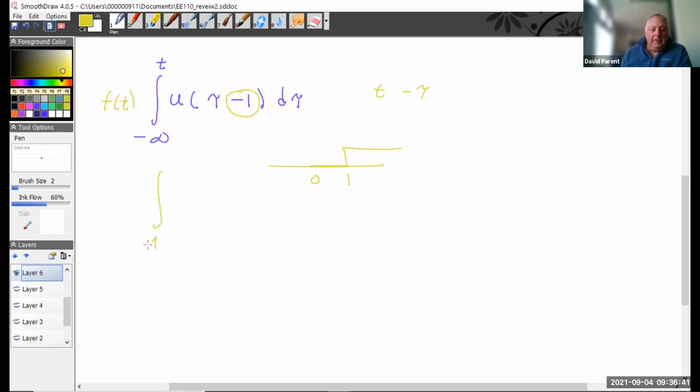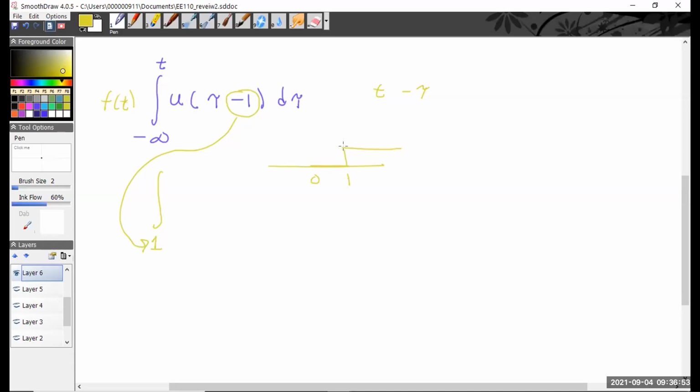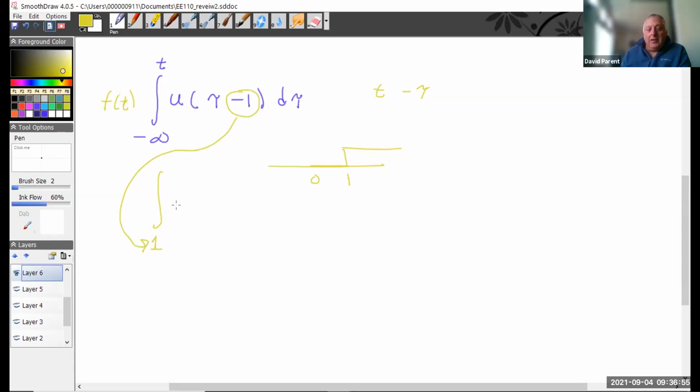So replace the lower limit with 1, right? That's a delay of 1. That means it turns on at 1. And when it turns on, it's 1. So now all I have to do is integrate 1 d tau.